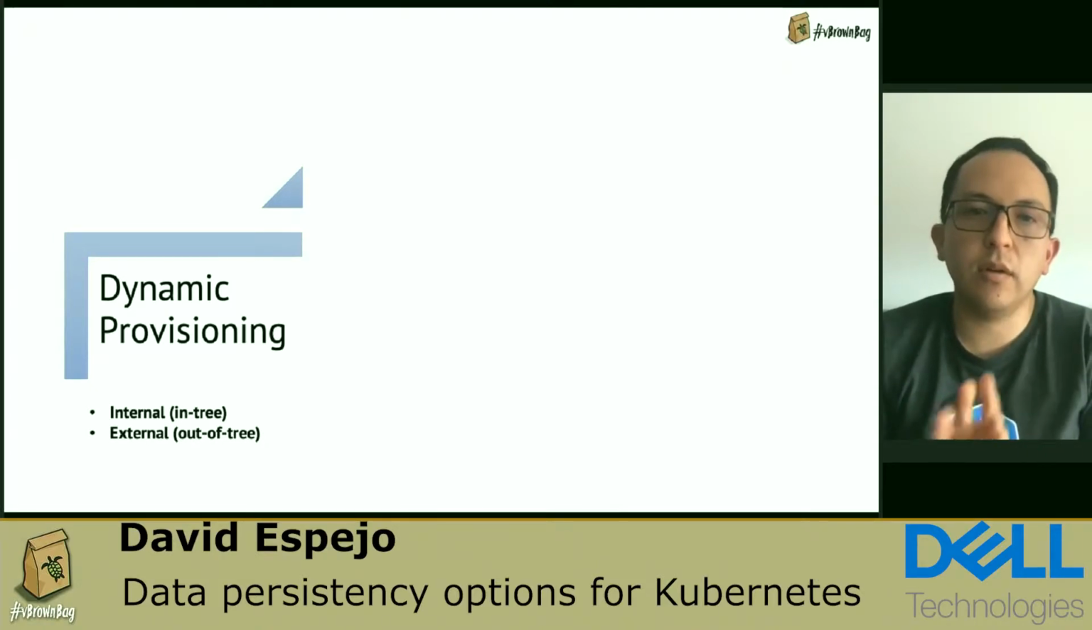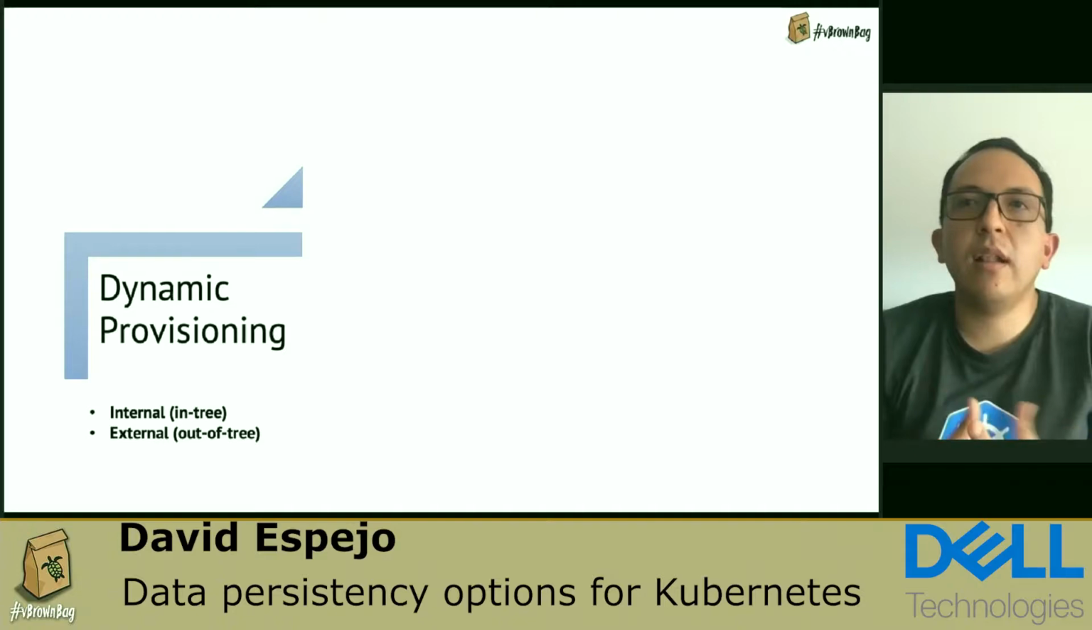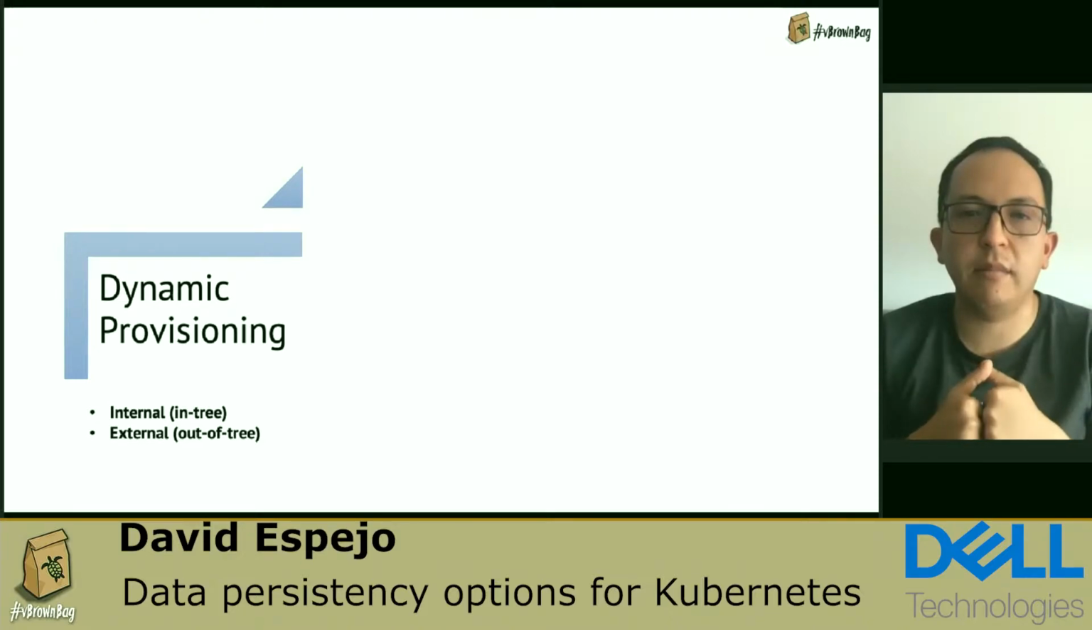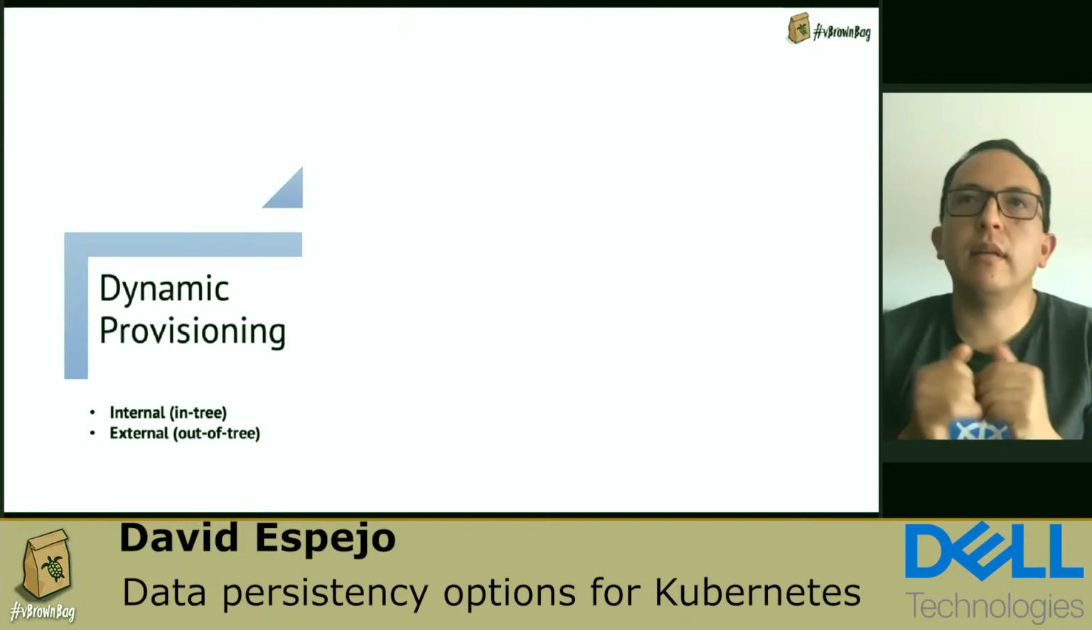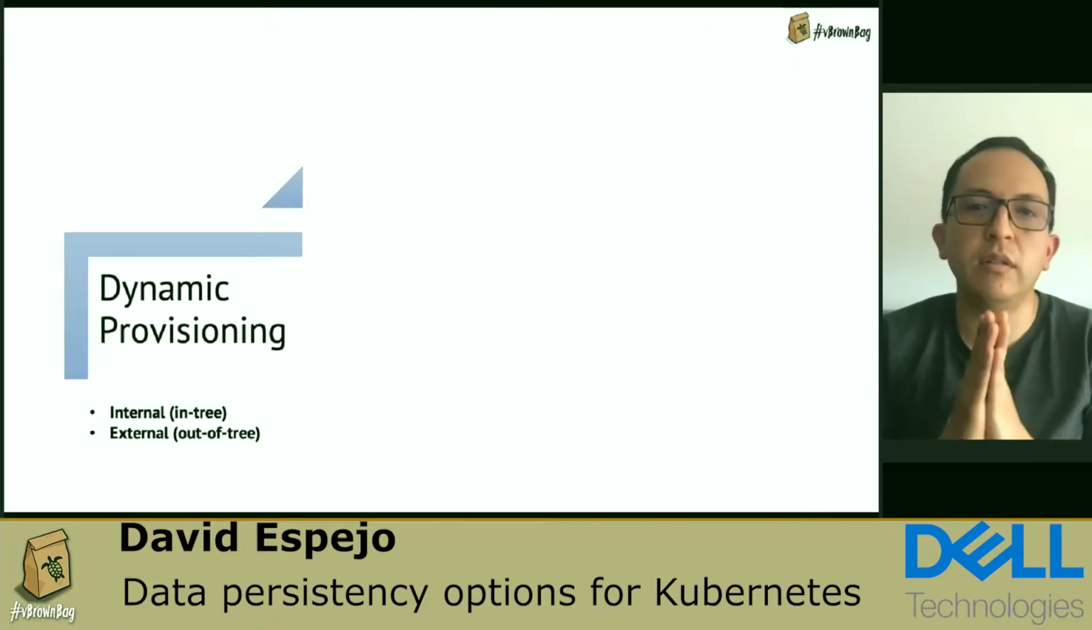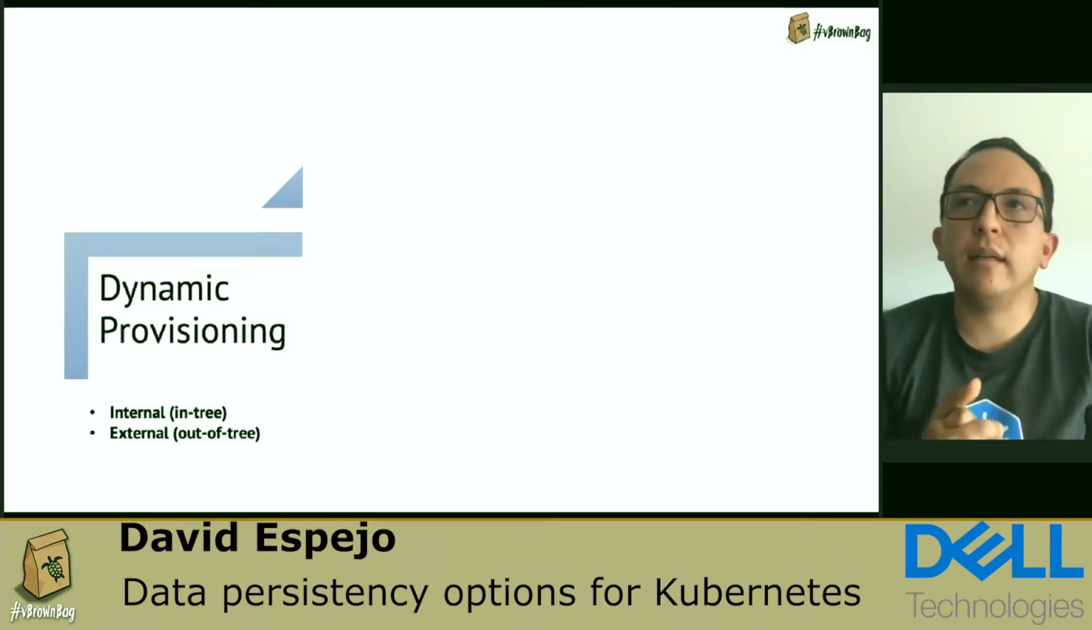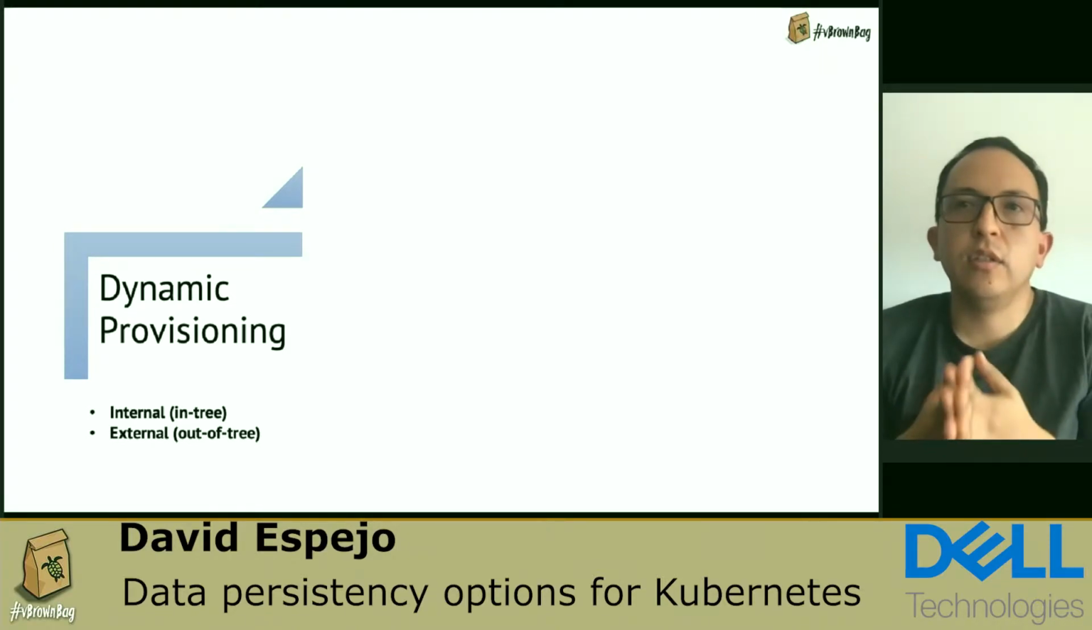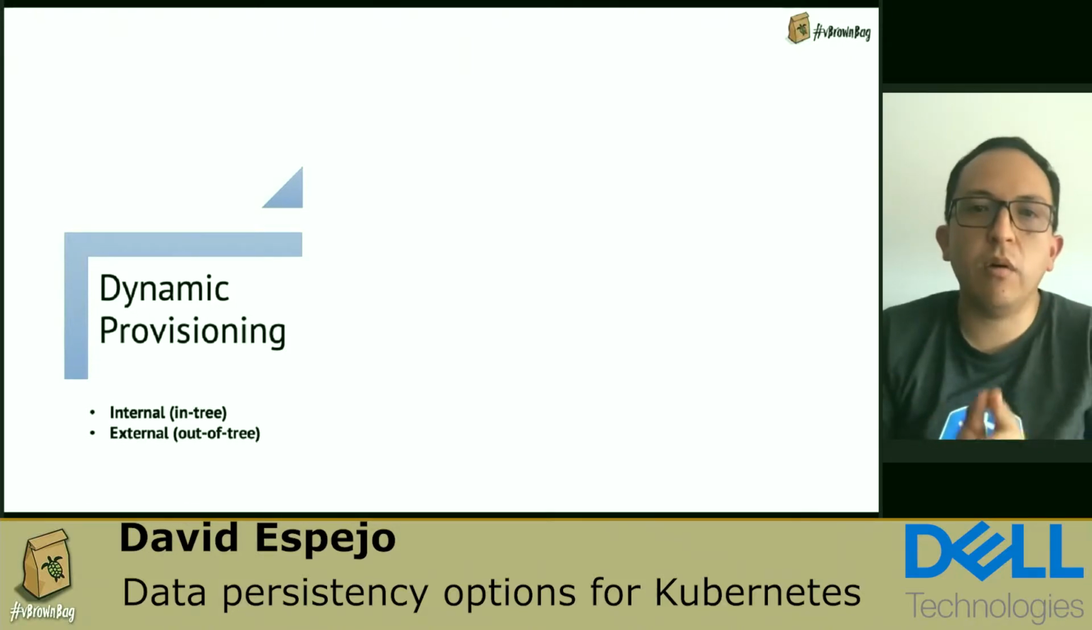The first was internal, or in-tree. Internal is the kind of volumes or storage that Kubernetes can create by itself. Kubernetes was not born thinking about data persistency, because most of the applications designed to run on top of it are stateless, or were stateless. So data persistency was not the priority, let's say. So the internal dynamic provisioning, or in-tree storage services, were pretty much limited in functions.